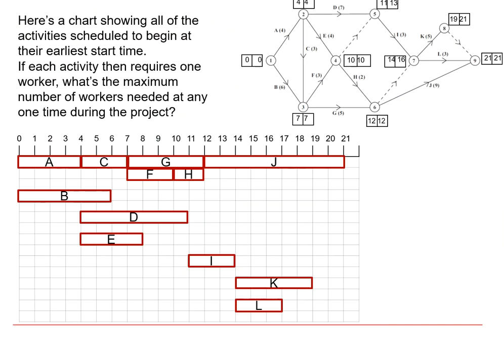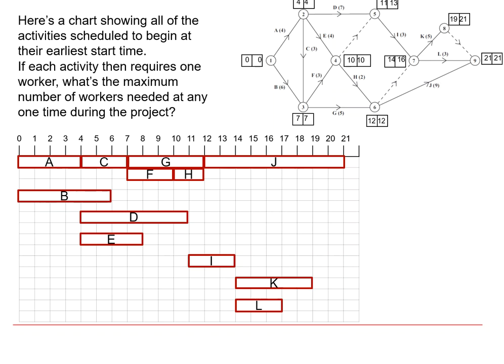So it's possible to take the information from our activity network and produce a chart like this, which is showing the scheduling. Now, to start with, we've set this up so that all of these activities, if you look at it carefully, have been scheduled to start at their earliest start time.